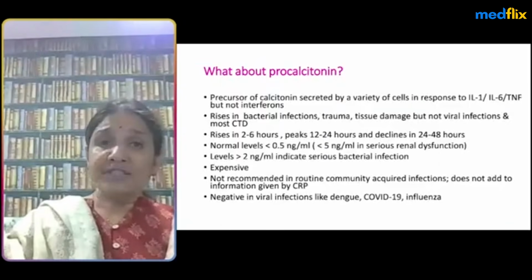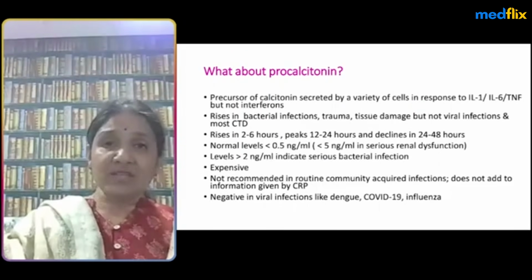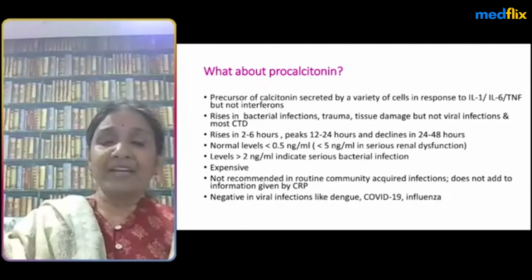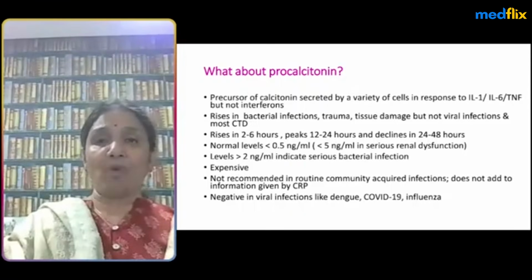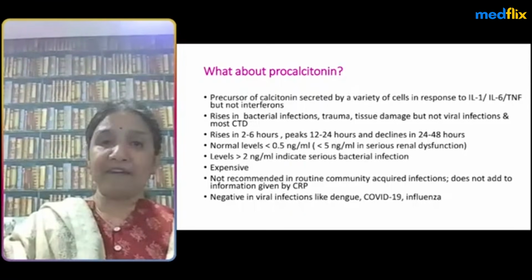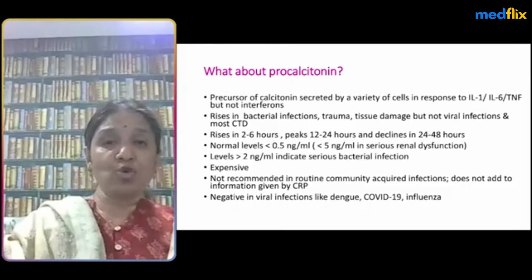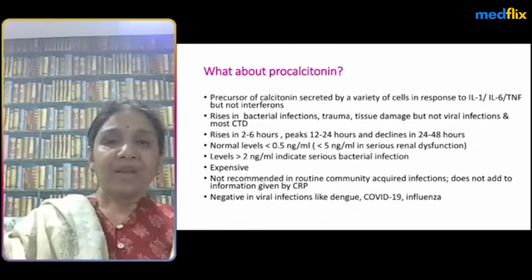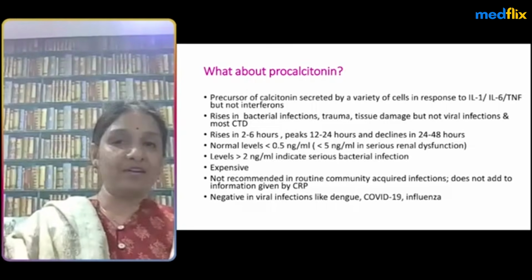The only thing about procalcitonin is that it is secreted not by the liver but by a variety of cells, and it rises in bacterial infections, trauma, tissue damage, but not viral infections. It rises in 2 to 6 hours, peaks in 12 to 24 hours, and declines in 24 to 48 hours. Its normal values are less than 0.5, and levels more than 2 nanograms per mil indicate serious bacterial infection.